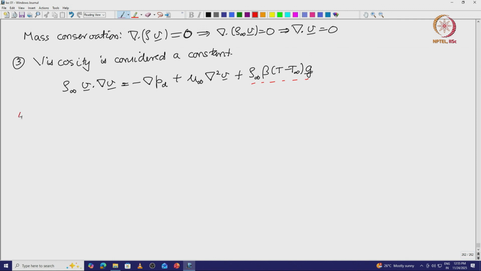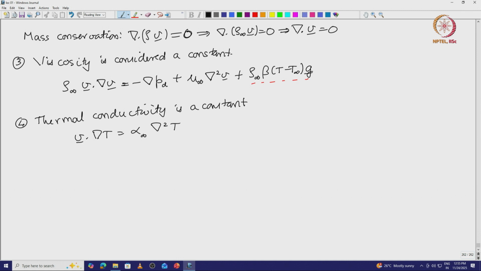And finally, we also assume that thermal conductivity is a constant. With that, the temperature equation becomes V dot grad T is equal to the thermal diffusivity far from the object times del square T. Those are the equations.